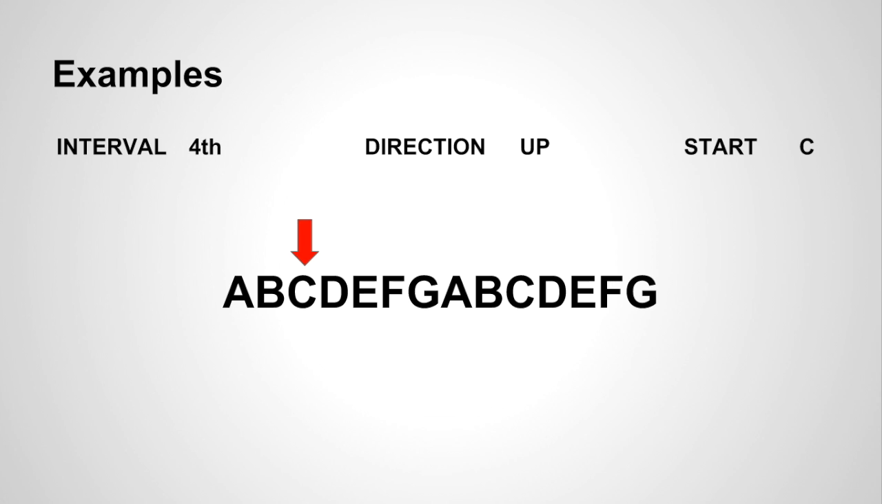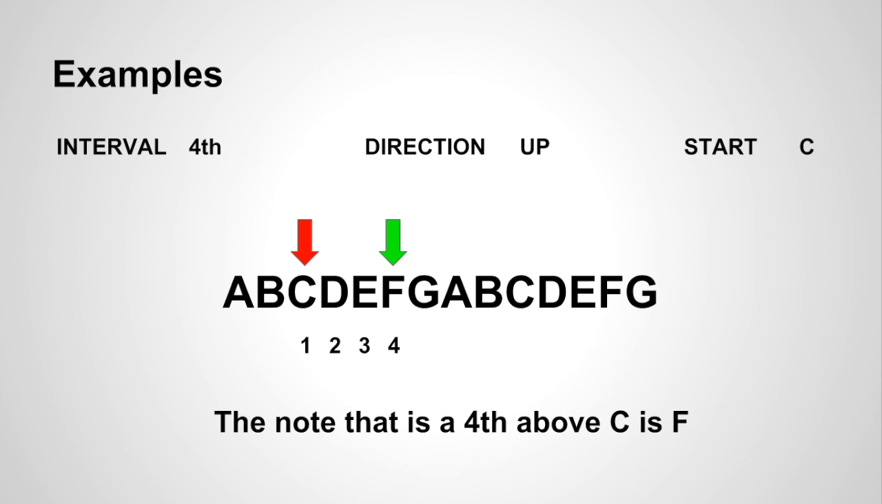So let's find our C. Then we're going to count, starting with C, 4 notes away. 1, 2, 3, 4. And we have our answer. Therefore, the note that is a fourth above C is F.